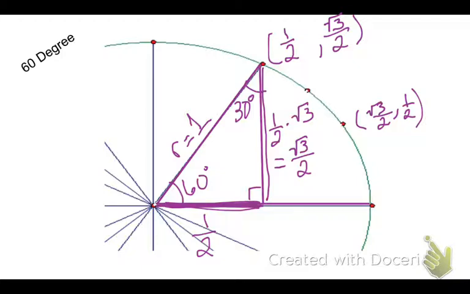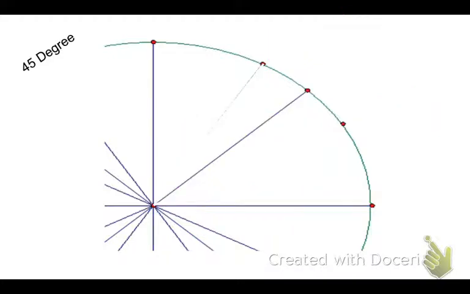Now let's move on to the 45-degree angle. My 45-degree angle is created by the initial side on the x-axis and the terminal side 45 degrees above. And just like before, we are going to drop an altitude straight down from the coordinate to create a right triangle.